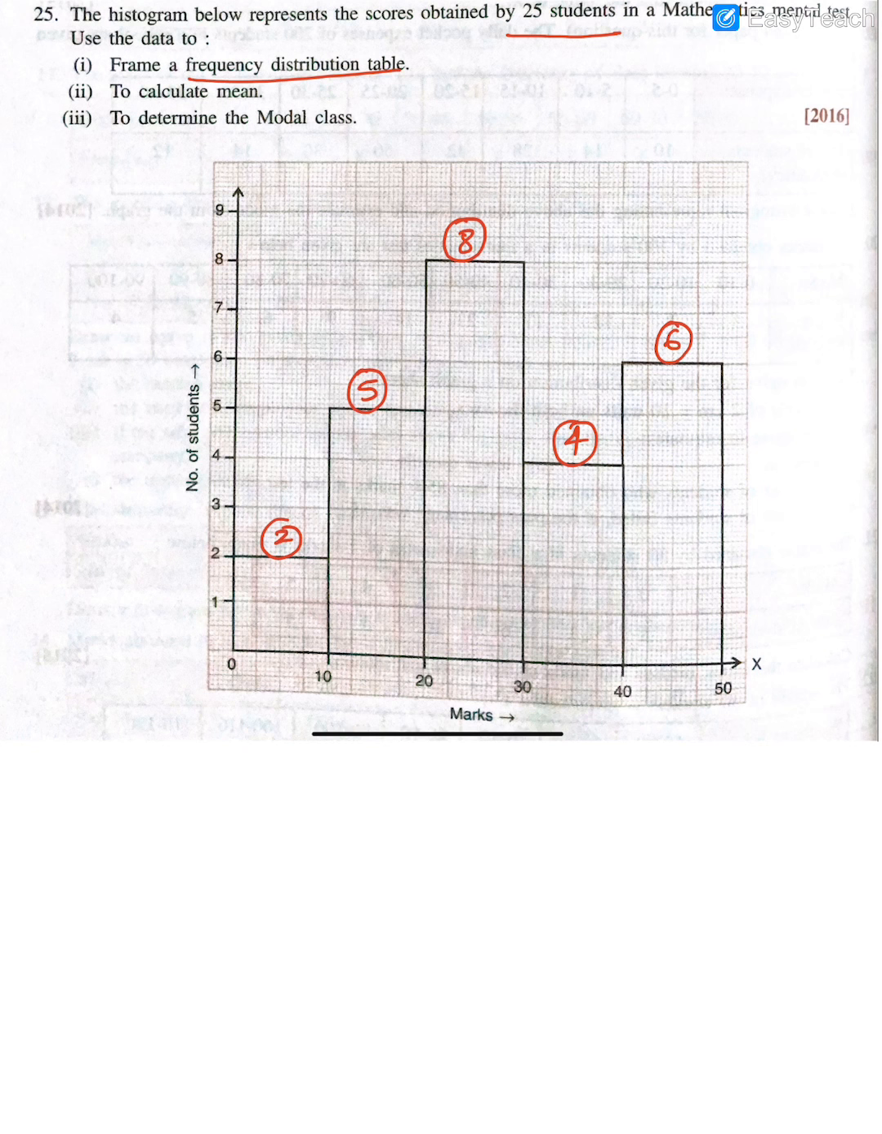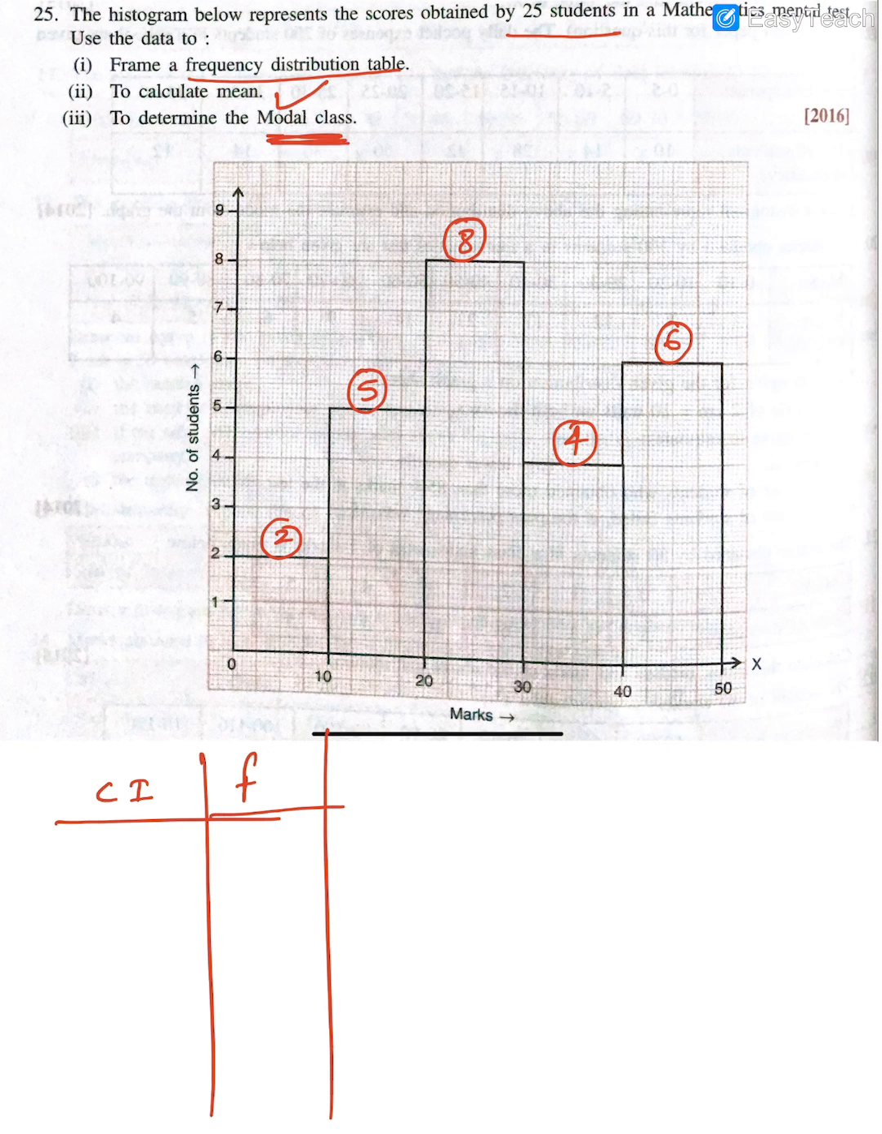So to calculate the mean, first you just make a table of Ci, then you write down frequency, and then you can find out the mean. You can use any method to find mean. Find the modal class. What do you mean by modal class? The one who's got the highest frequency. Who's got the highest frequency? This one, this class. So your modal class is from 20 to 30.